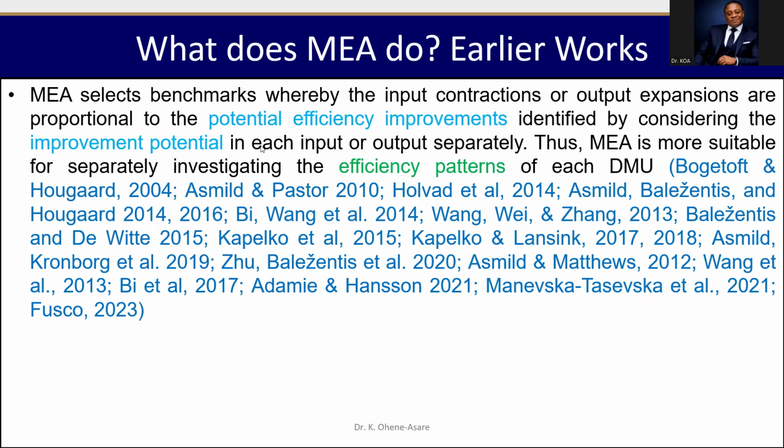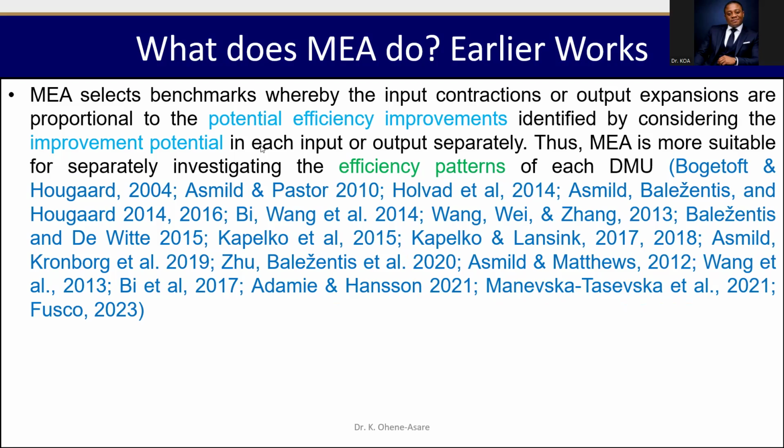So guys, write this down. This is very important. Remember what the MEA is doing: it's selecting a benchmark, and it's selecting the benchmark in such a way that you are reducing the input or increasing the output. But these input and output improvements are proportional to the potential efficiency improvement, that is identified by considering the improvement potential in each variable separately.